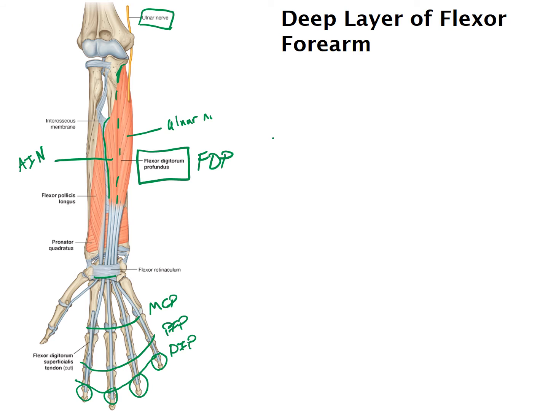The second muscle of the deepest layer of the flexor compartment is the flexor pollicis longus muscle, shown here. The flexor pollicis longus muscle originates from the radius, and it sends its tendon to attach to the distal phalanx of the thumb, as indicated here. As its name suggests, the flexor pollicis longus will flex the thumb at the interphalangeal joint, as well as at the MCP joint. And by the way, the word pollicis refers to thumb.